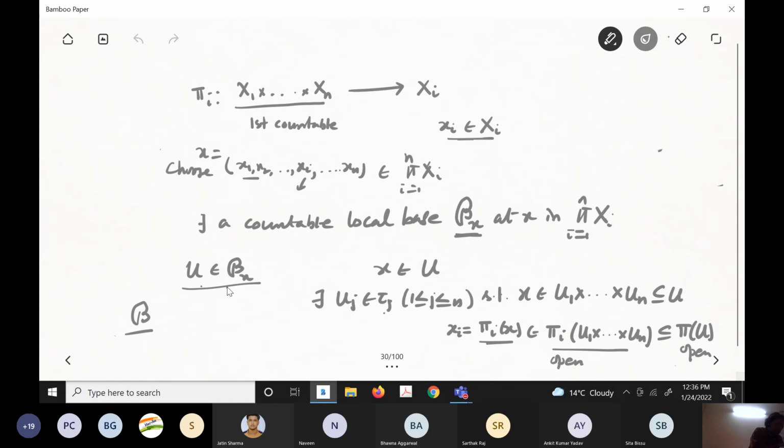Look, U belongs to Bx. So this is pi I, and this is open there in the tau of Xi. So what you should check is pi of Bx. These things you are keeping fixed, only xi you are changing. Pi of Bx, that means pi of Bx.